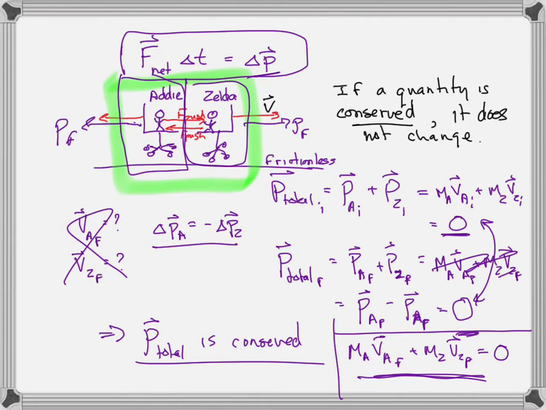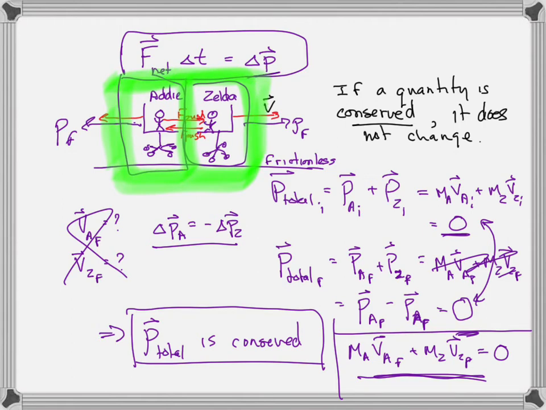Come back to this concept that momentum is conserved. That's super important. That's the important concept here, that the momentum is conserved. So remember, the momentum was not conserved for Zelda or Addy by themselves, but momentum is conserved for the whole system. What is the requirement for momentum conservation?